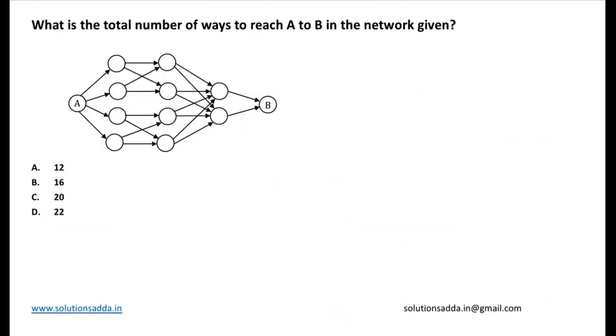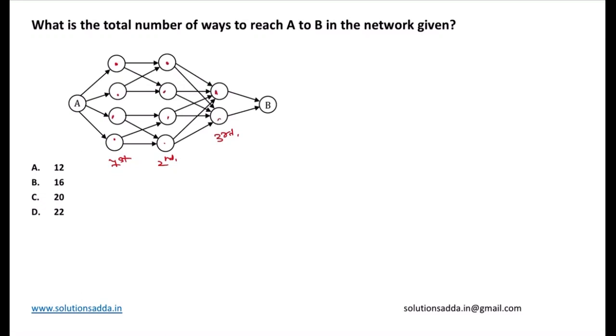This is an aptitude question based on permutations and combinations. What is the total number of ways to reach A to B in the given network? So we have to reach from A to B in the given network. We need to figure out the total number of ways to reach from A to B. Options are 12, 16, 20, 22. Suppose this is the first level, this is the second level, this is the third level. Suppose these are the nodes here.